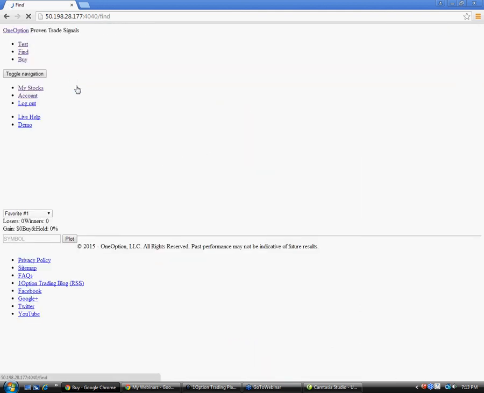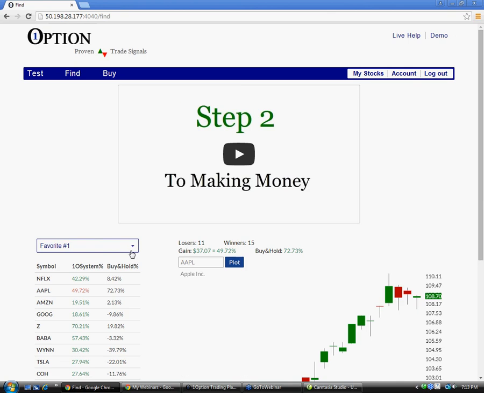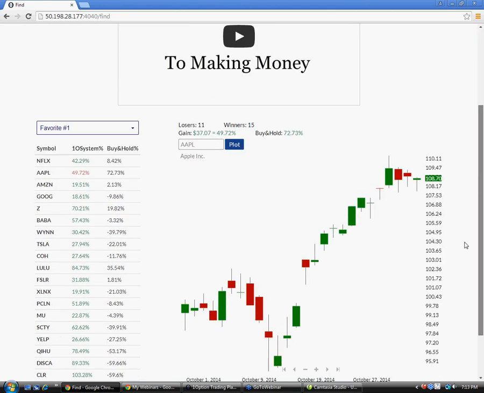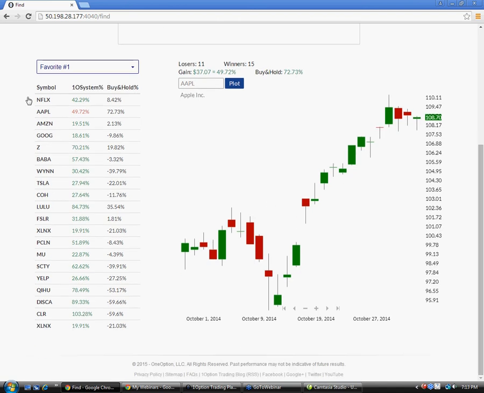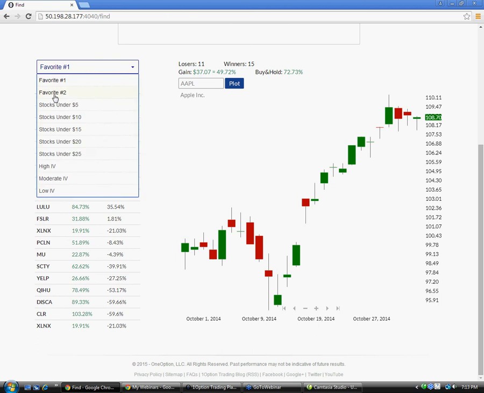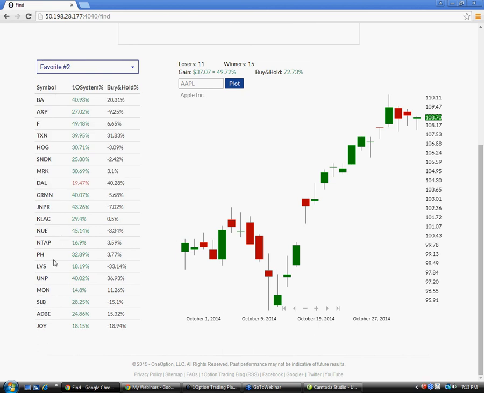So I'm going to go back to the Find page. And so the default will be, these will be your first 20 symbols, depending on how many subscriptions you have. And then whatever's left over, you'll have favorite number 2. And this is simply to give you symbols to start with.